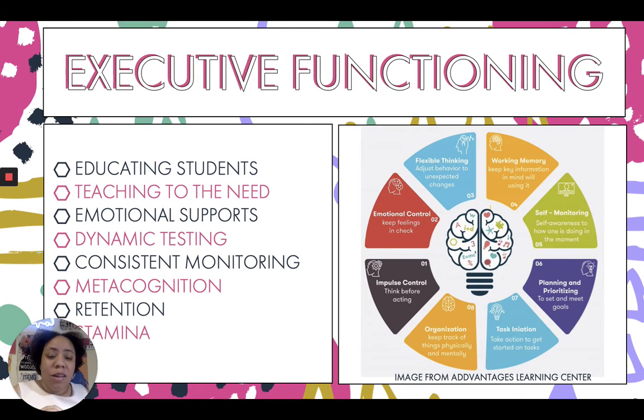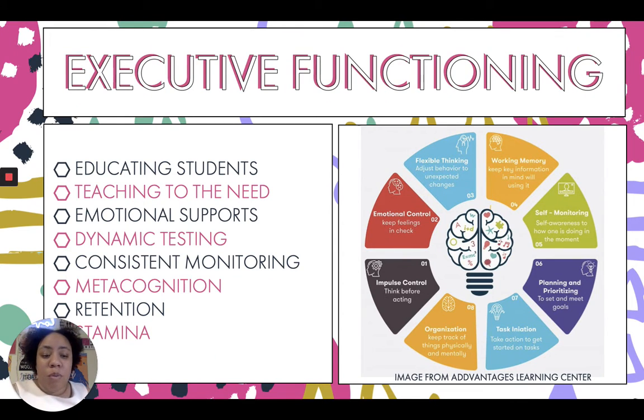The last one is stamina. Executive functioning skills are really important, but teaching them can be sometimes exhausting and tedious. So the important part is to integrate these things into the lessons and actually monitor students' success throughout the process of teaching them the skills.